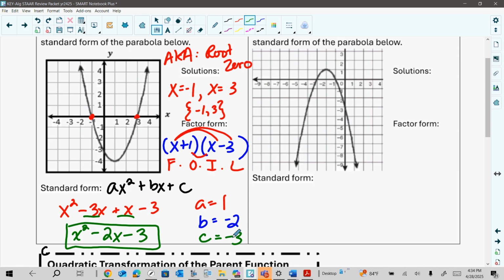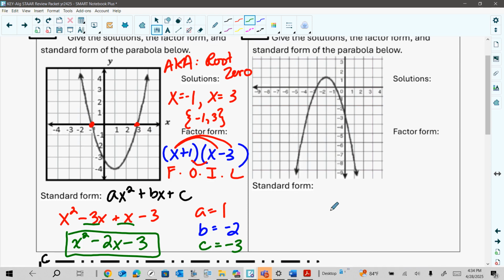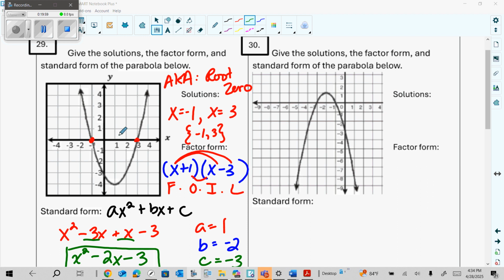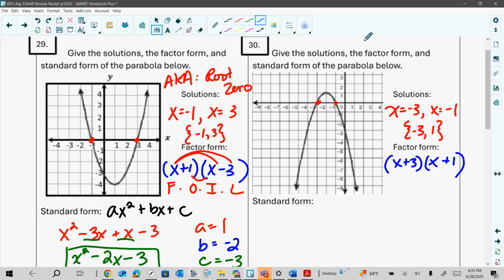Okay. All right, so let's try this one. I want you to see if you can come up with the solutions, the factor form, and the standard form. So I'm just going to pause the video, give you time, you pause for yourself, and then let's check your answer. Okay, so you should have your roots, so your solutions are -3 and -1. I forgot the sign on this bracket notation right here, so that's the -1. And then we do the opposite for factor form, so +3 and +1.